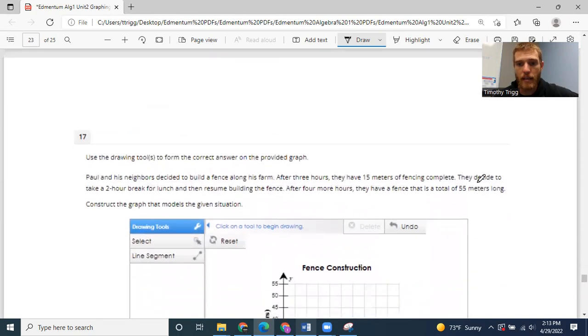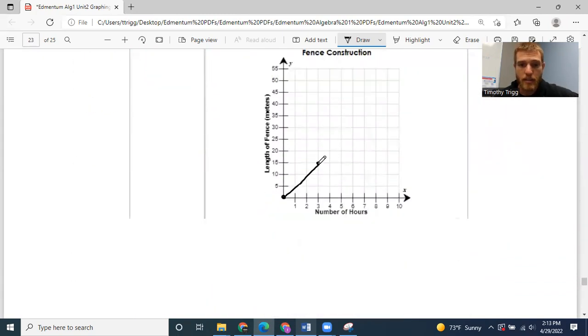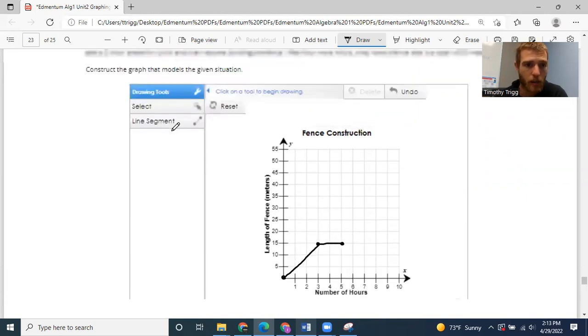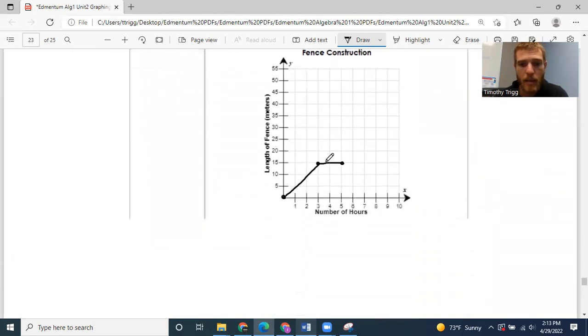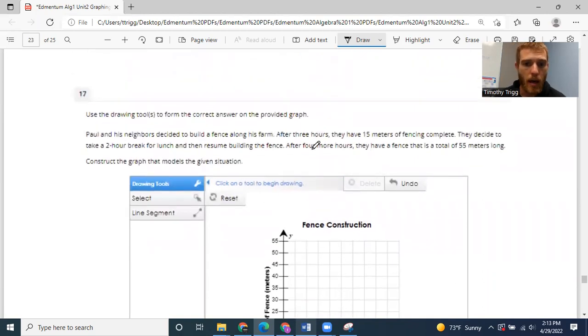Then after that, they decide to take a 2-hour break. So during the next 2 hours, they're not actually constructing the fence. They're just taking a break. So from 3 to 5, you would make another line segment, connecting from 3, comma 15 to 5, comma 15. Here during this flat section, no progress is happening.